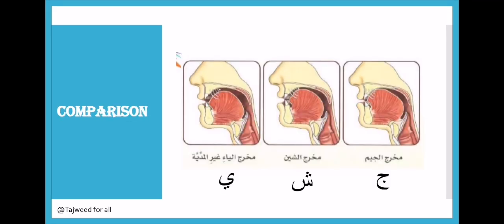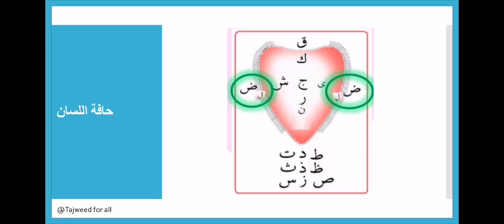Now this is the comparison. What is the difference here? Jim, sheen, ya have the same makhraj, but the gap forms in the middle of the articulation area. It will be slightly less for the sheen, a small opening, and for the ya it will be more opening. That is the difference between the jim, sheen and the letter ya. And next we will do in the next audio, inshallah.